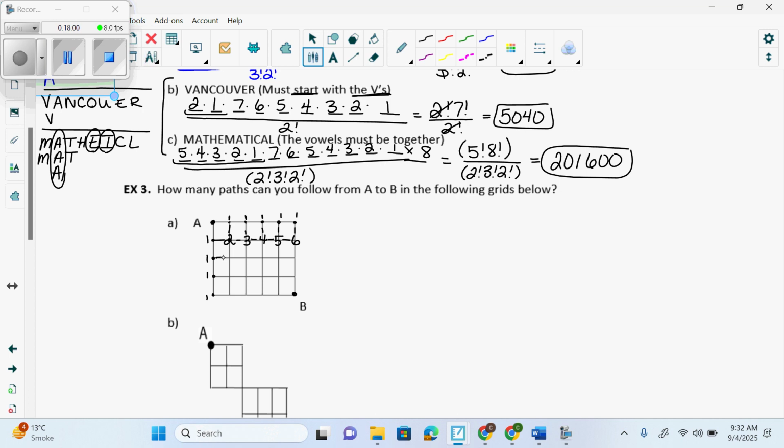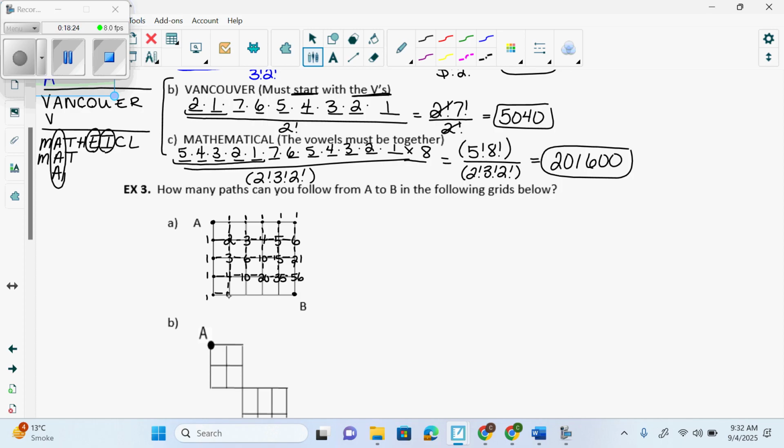Then here I have 1 and 2. So that's 3. Then I have 3 and 3. So that's 6. Then I have 6 and 4. So that's 10. 10 and 5. So that's 15. 15 and 6. So that's 21. 1 and 3, so that's 4. 4 and 6, that's 10. 10 and 10, that's 20. 20 and 15, 35. 35 and 21, 56.